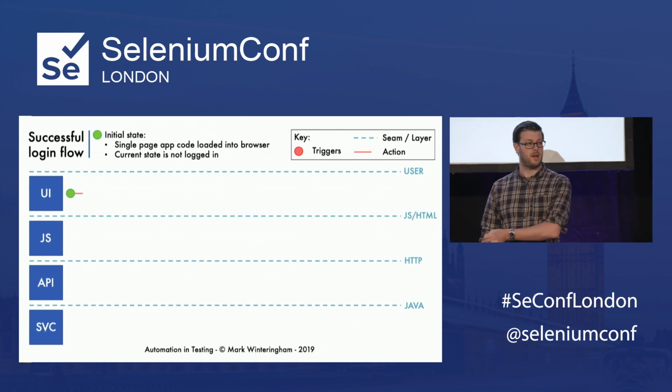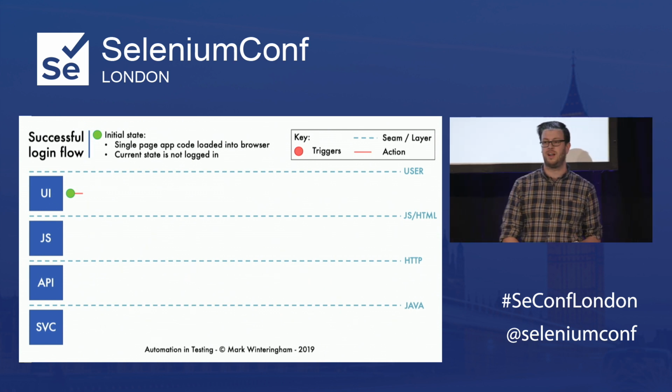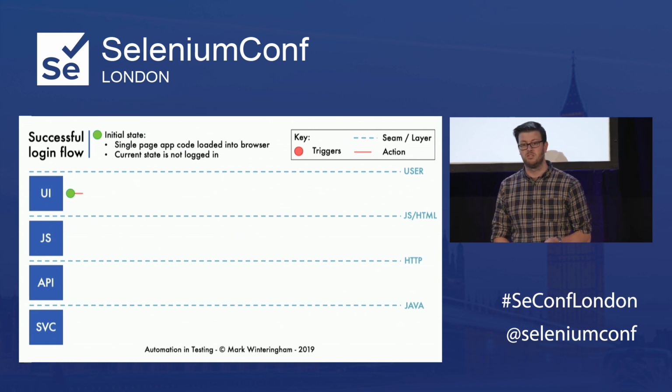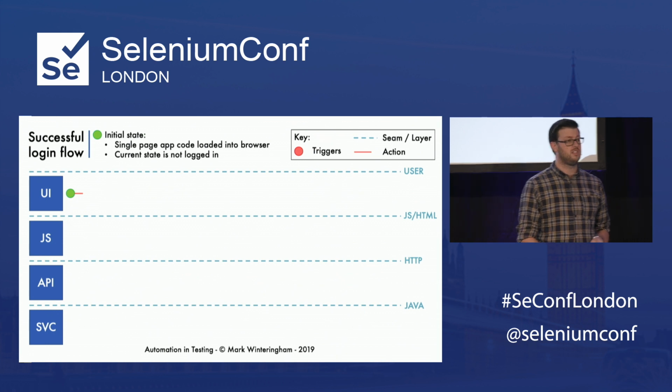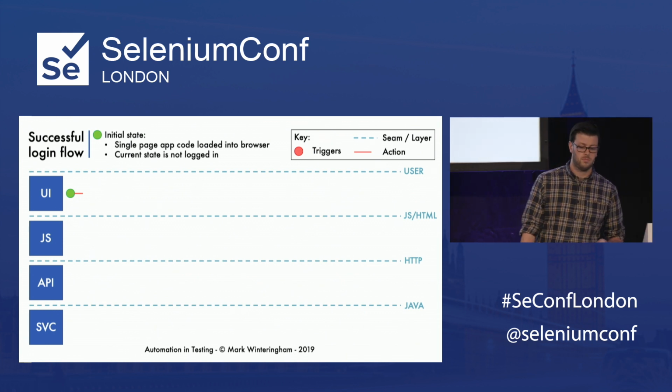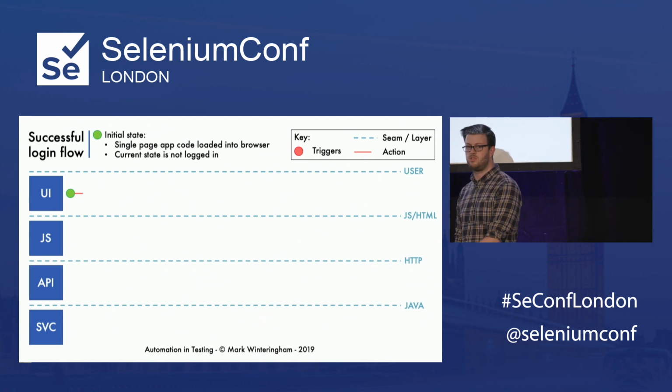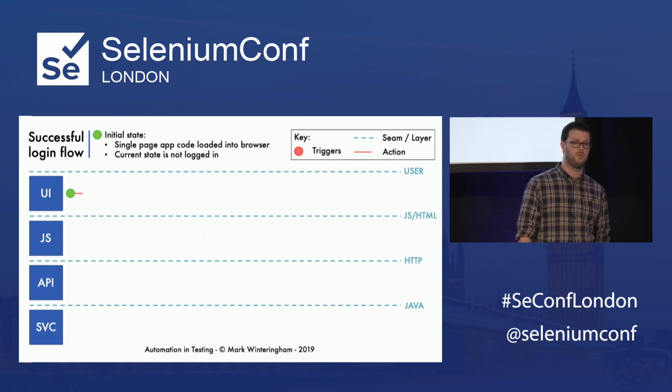So single page app code loaded into browser. Poorly worded, but really it should be the home page is loaded. And then the current state is I'm not logged in. So from those points, let's take those different triggers. Let's take those different steps through the login flow.